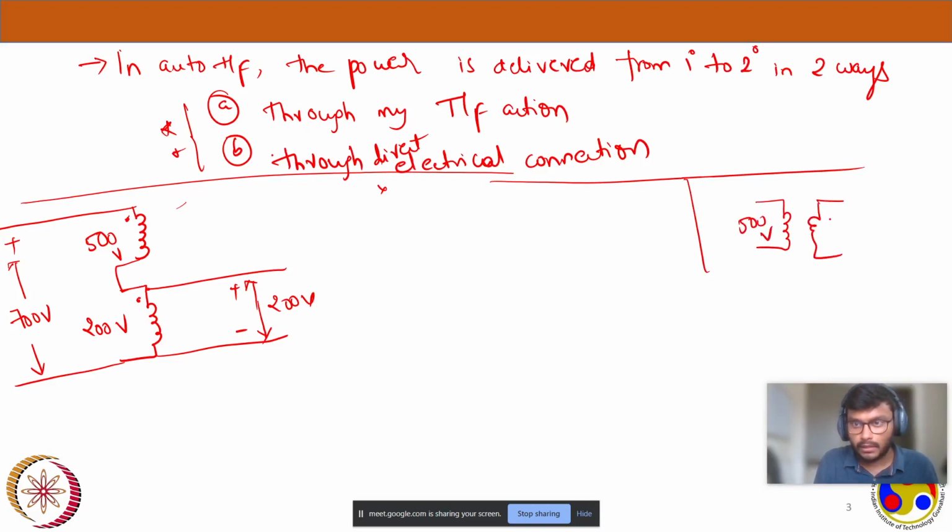Let's say it is my... I'm just drawing the two winding transformer of how it looks like. Now it is a step down connection, because it is clear that we are giving 700 volts and the output we are getting is only 200 volts. Now I'm going to ask you a question.